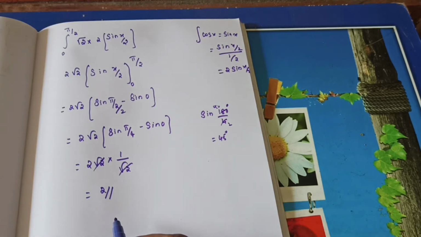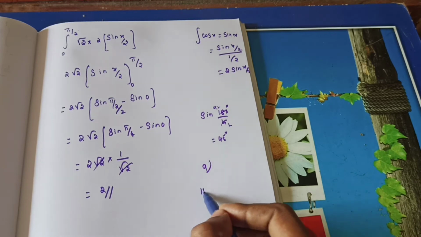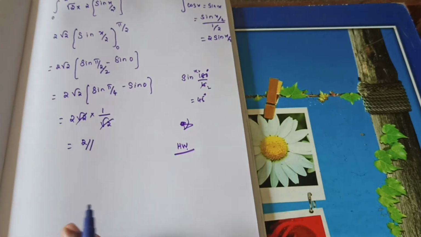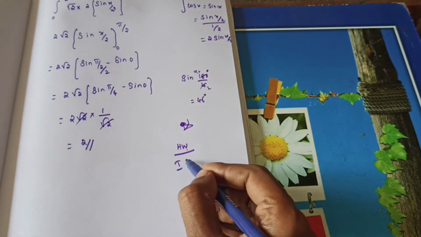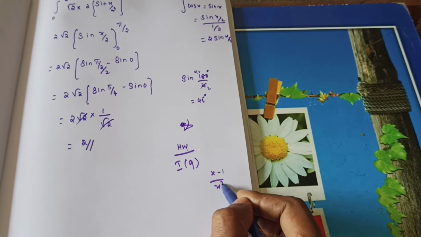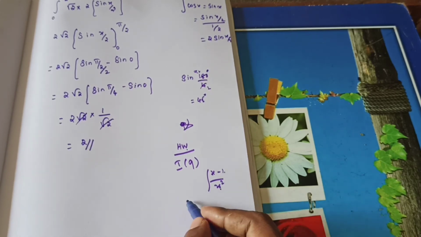So problem number 8 we have completed. Then problem number 9 is your homework. So now I am giving the homework for you. Today's homework is first Roman 9th problem. How you will do it means x minus 1 divided by x square. Okay, so x by x square minus 1 by x square. Like that you split it.